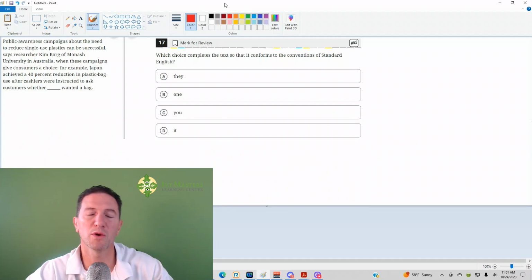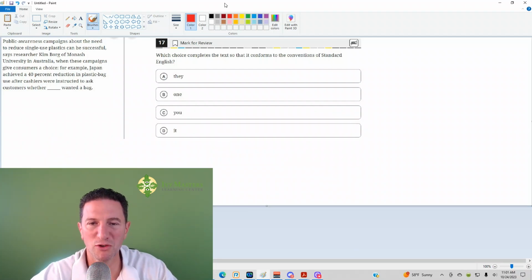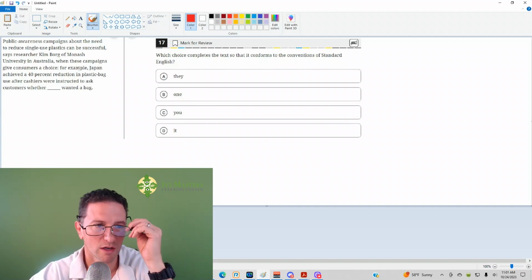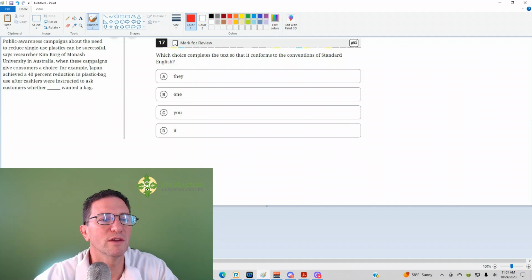This is the 17th question from the Digital SAT Test 1 Module 2. This is from the Bluebook app, the easier set of reading writing questions. 17 reads, which choice completes the text so that it conforms to the conventions of standard English? I read this before, so I'm going to go right to the sentence.